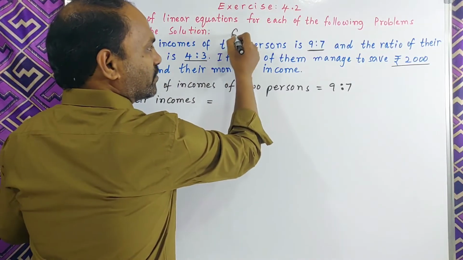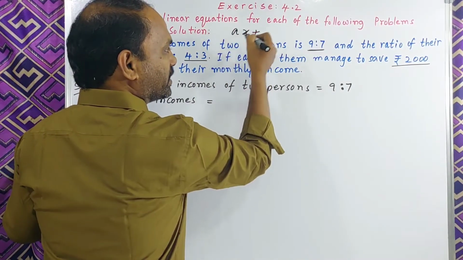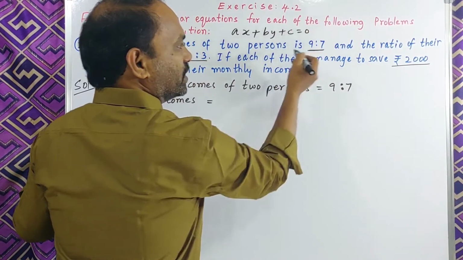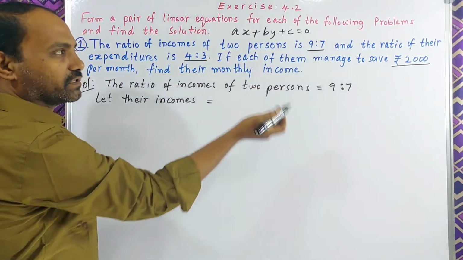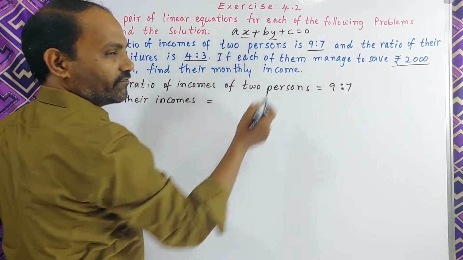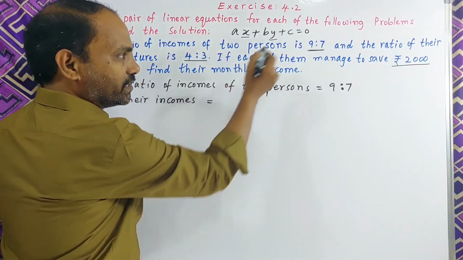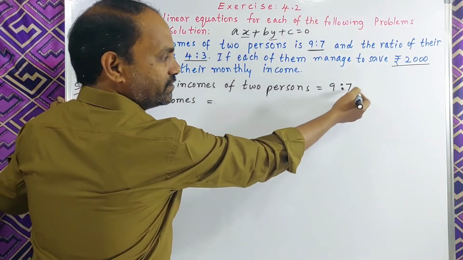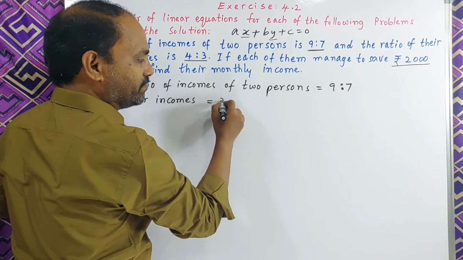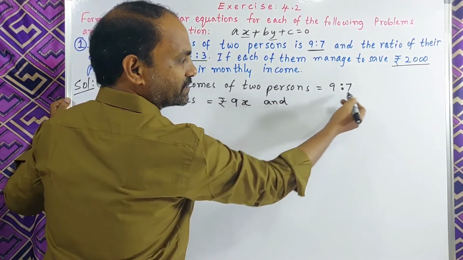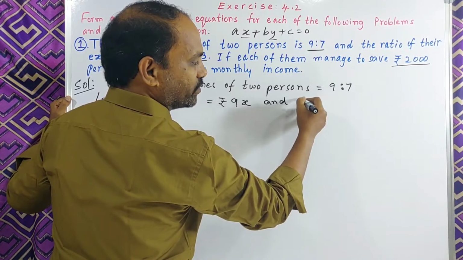Already you know what the form of a linear equation is: ax plus by plus c equal to 0, or you can send c to the other side also. Here x and y are the variables. So first, the ratio should be multiplied with x. 9:7, so the first person's income is 9x rupees and the second person's income is 7x rupees.